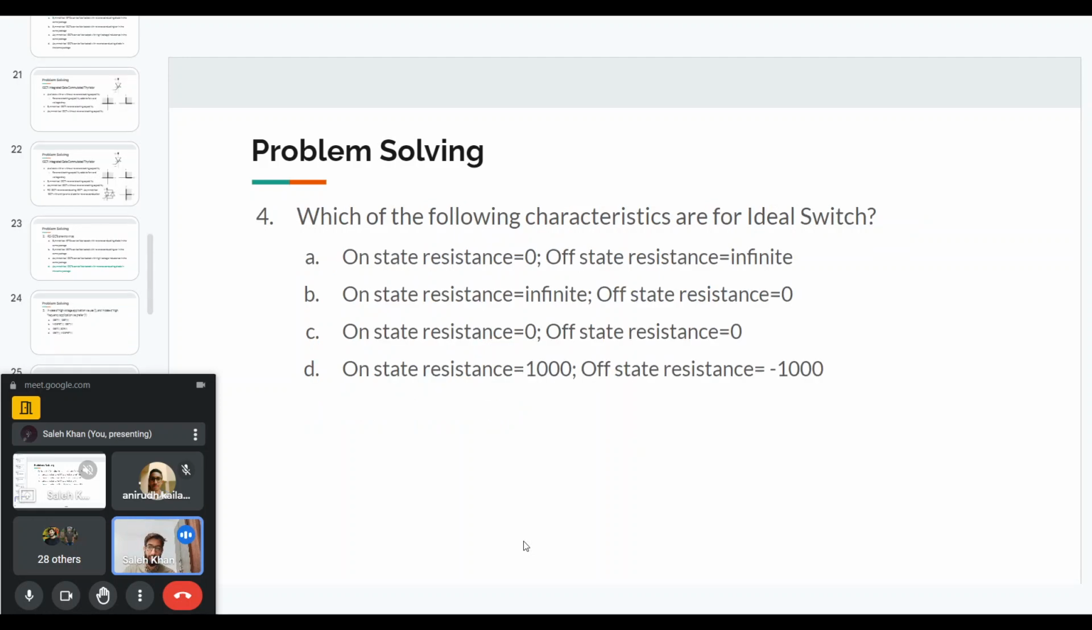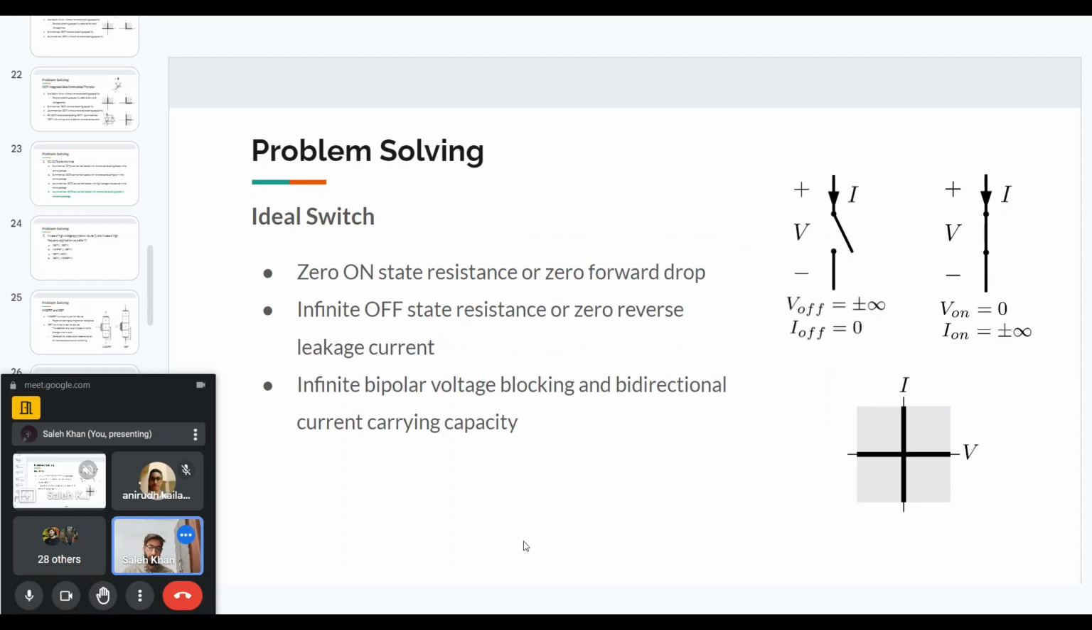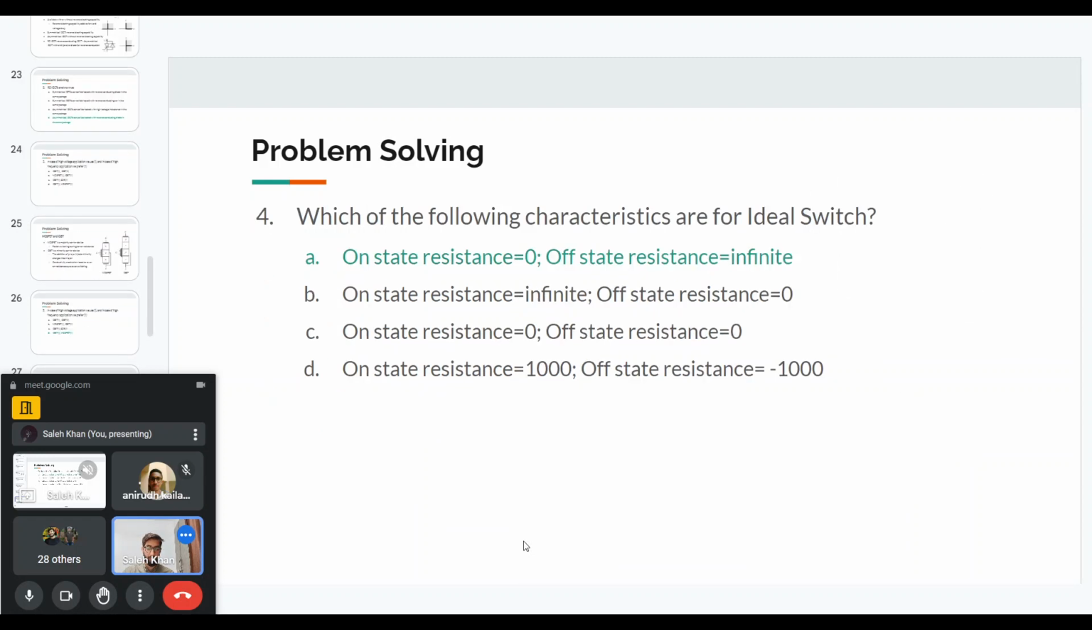Okay, so which of the following characteristics are for an ideal switch? Okay, so this we have studied. What do you think is the answer? Yes, so what we want in an ideal switch is we want no conduction loss. So that means the on-state resistance will be zero, and we want no reverse conduction during the off state. So we want the off state resistance to be infinite. So the answer to this question is zero on state resistance, and the off state resistance should be infinite.